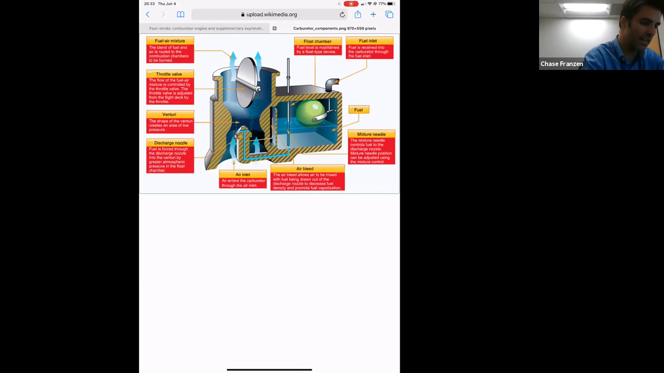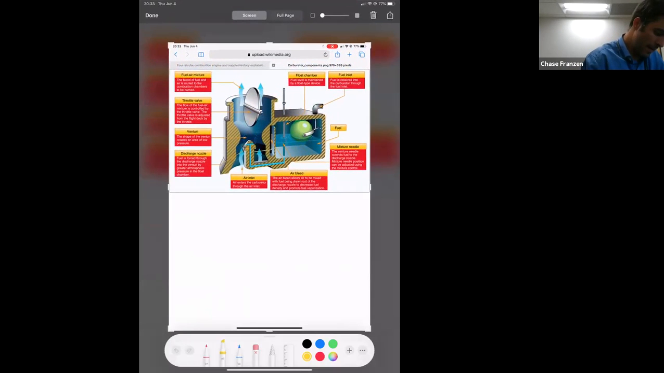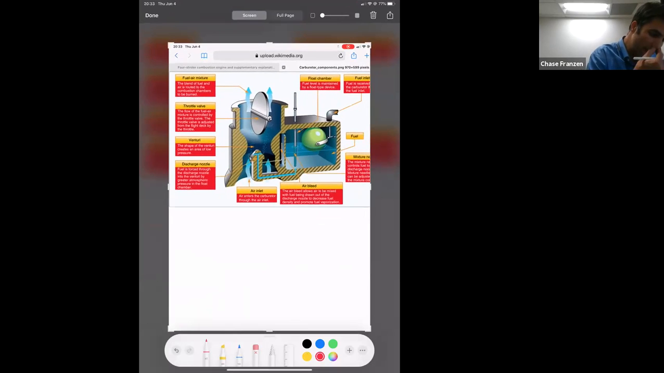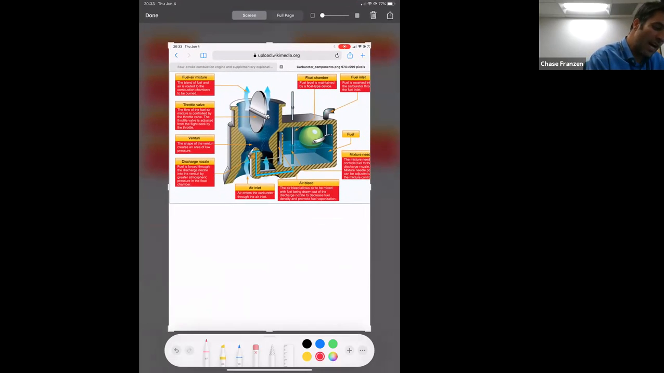The idea here, and I'm gonna take a screenshot so I can draw on it. So the idea of the carburetor, I guess I can't zoom in there. The idea of the carburetor is you've got a mixture needle. First of all, this is the mixture needle in red. I'm drawing it here. So the mixture knob, the red knob, is directly connected to this mixture needle.